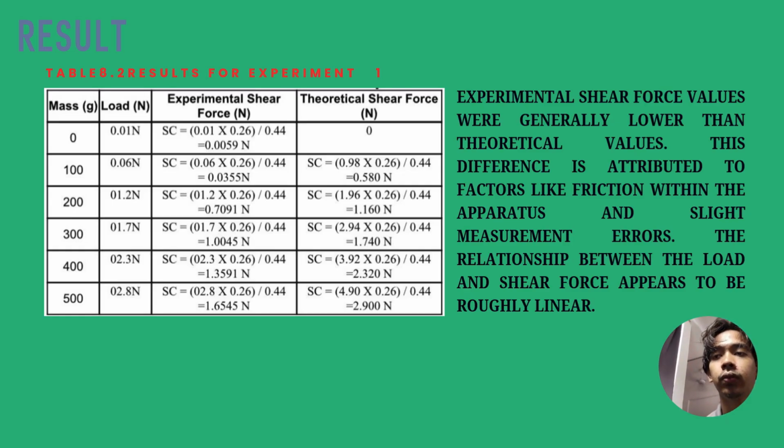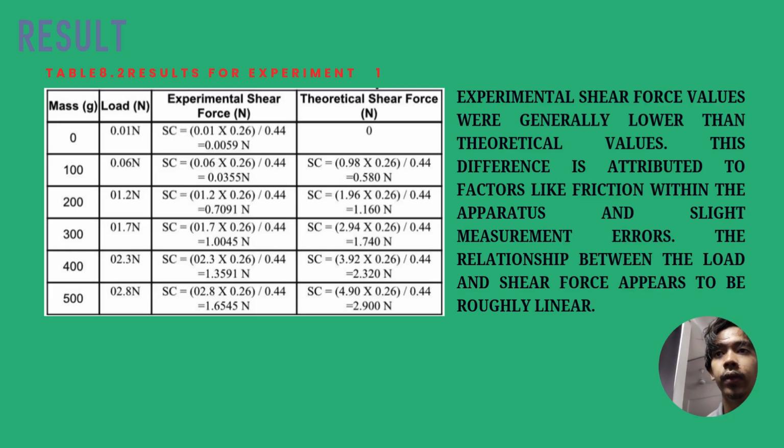And when the mass is 300, load 1.7 newtons, experimental shear force equals 1.7 times 0.26 over 0.44 equals 1.0045 newton. And theoretical shear force 2.94 times 0.26 over 0.44 equals 1.740 newton.